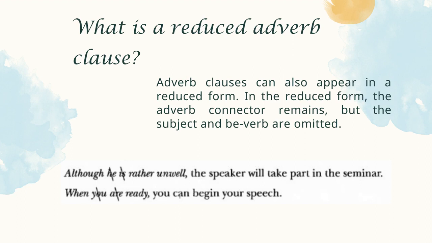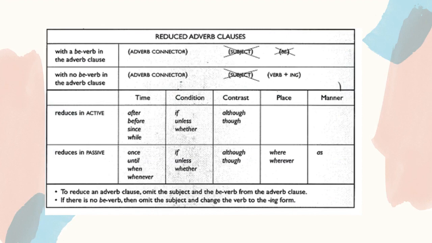When there is no be verb in the adverb clause, the subject is omitted and the main verb is changed into the ing form. The following chart lists the structures for reduced adverb clauses and which adverb clause connectors can be used in a reduced form.